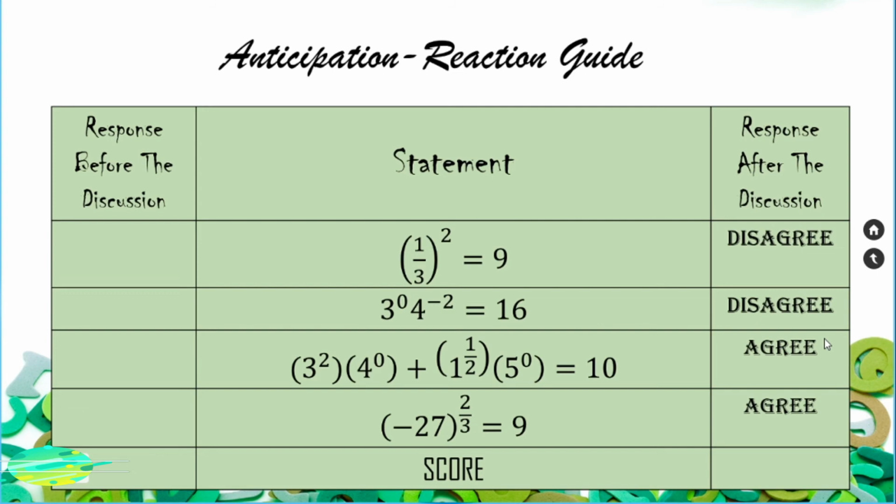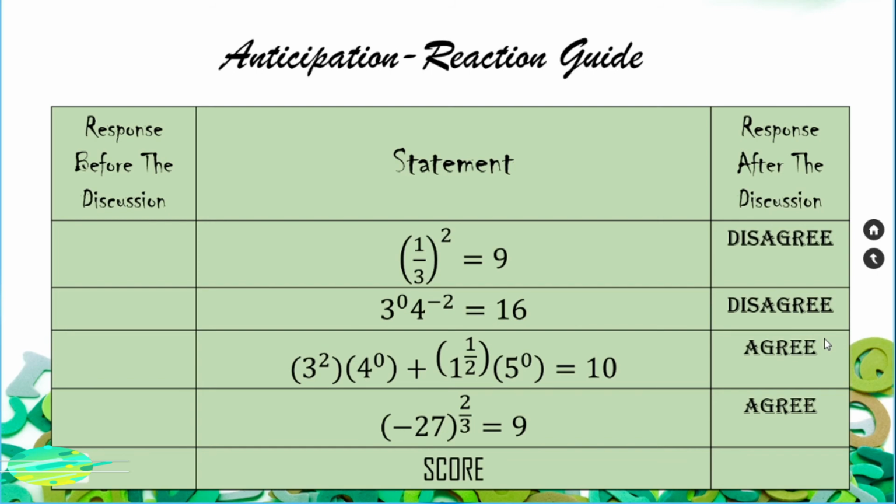And the next, 3 squared, that would be equal to 9. 4 raised to 0 is 1. 9 times 1 is 9. Plus, 1 raised to 1 half, that means square root ng 1. Is equal to 1. And 5 raised to 0 is 1. So, 1 times 1 is 1. And then, 9 plus 1 is equal to 10. So, agree.